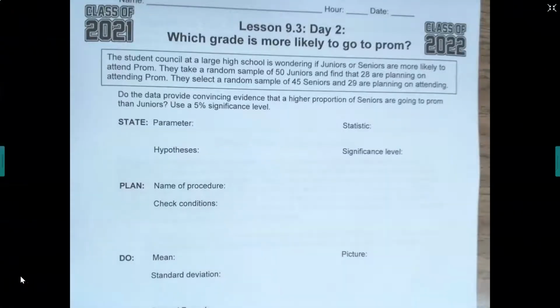Welcome to this video about significance tests for a difference in proportions. By the end of this video, you should be able to calculate the standardized test statistic and the p-value for a test about a difference between two proportions and perform a significance test about the difference between two proportions.